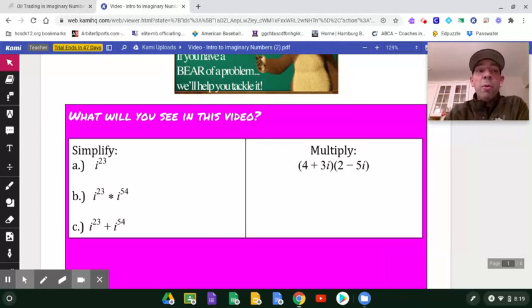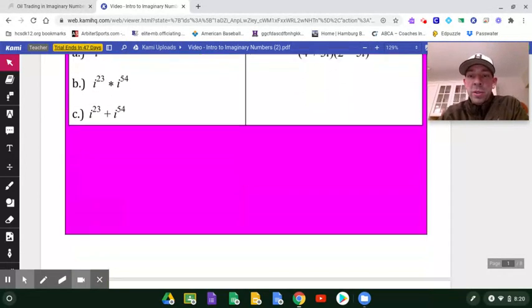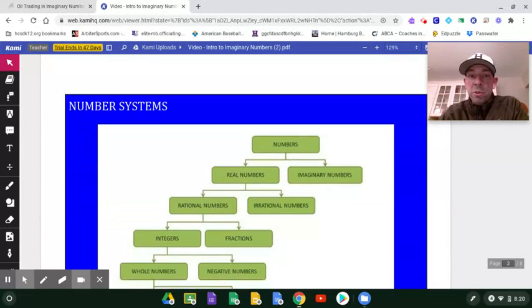We're hoping that we can solve and simplify some expressions like i to the 23rd or i to the 23rd times i to the 54th. And this crazy looking letter i that you're seeing is what we call the imaginary unit. So we're going to define that shortly as we get going. And you're going to be able to add and multiply and do all sorts of fun things with these imaginary numbers before this video is over.